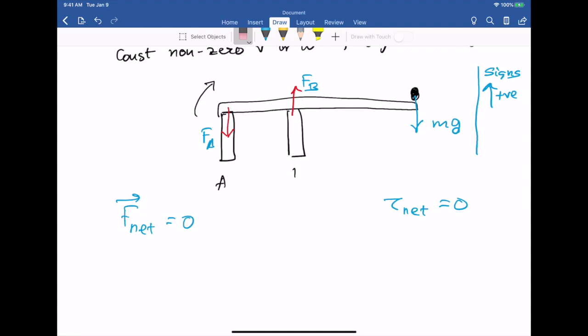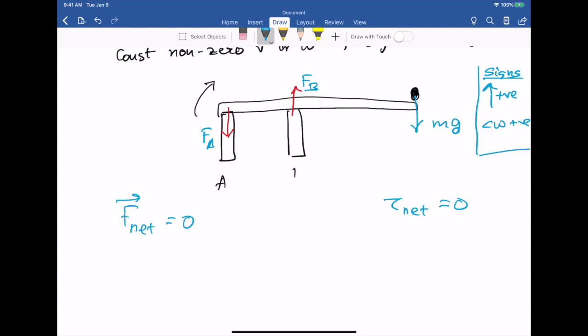We need a sign convention. So for forces, we could just choose upward is positive. We also need a sign convention for torques. So we could just choose either clockwise is positive or counterclockwise is positive. It doesn't matter. We could just choose clockwise is positive. And those are our signs, right?